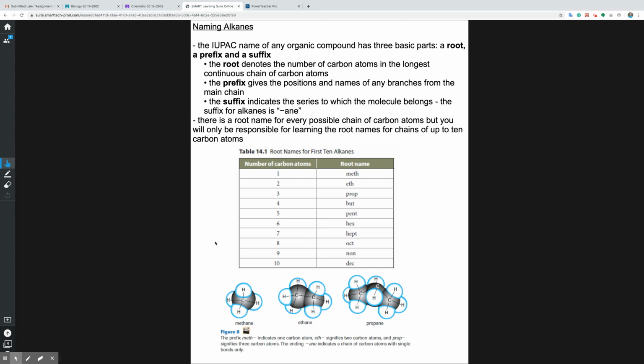We went over these last year. One is meth, two is eth, three is prop, four is but. After that, they're the same as we learned: pent, hex, hept, oct, non, and dec. So for these ones, you have your root name meth, so one carbon, and then -ane, it's all single bonds, so it's methane. This one has two carbons, so it becomes eth, and it has no branches coming off those carbons, so we just put in the suffix -ane. And propane is the next one.